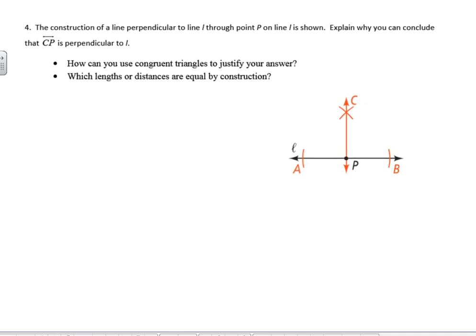Our last question here in this lesson is the construction of a line perpendicular to line L through point P is shown. Explain why you conclude that CP is perpendicular to L. How can you use congruent triangles to justify your answer? Which lengths or distances are equal by the construction?